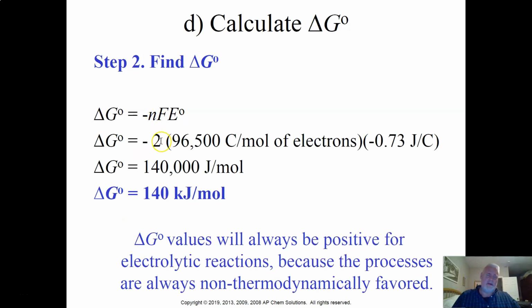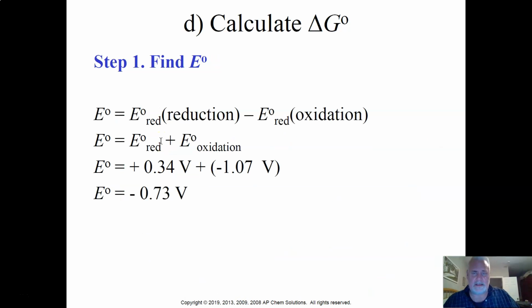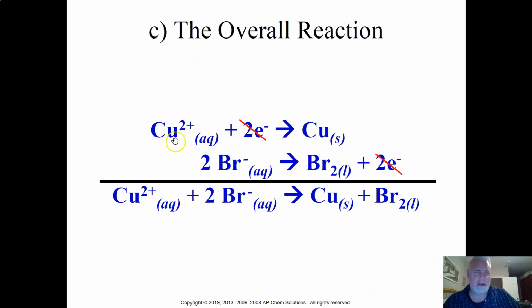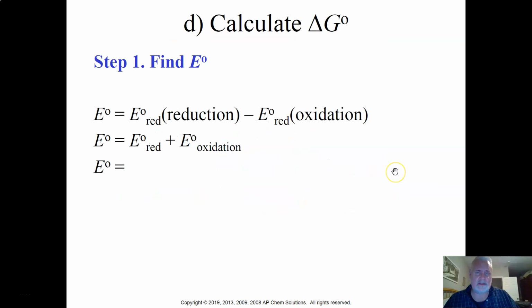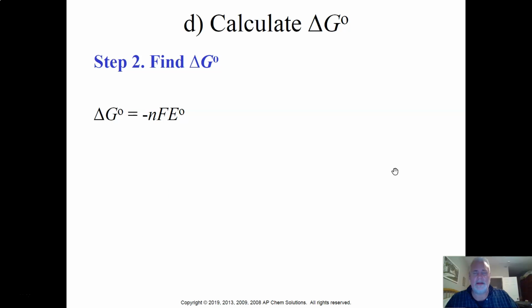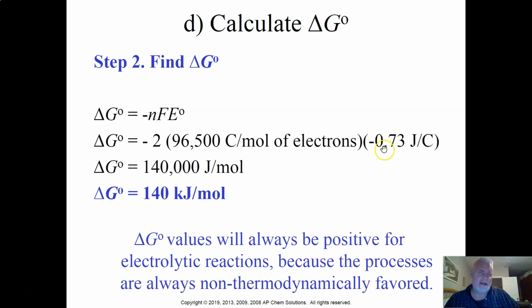The n is 2 because when you look back at this right there, the 2 electrons and 2 electrons, that's why n was equal to 2 there, in case you were wondering. And that's a constant, and we just figured this one out. That's joules per coulomb, or volts, and we end up with a delta G that's positive, meaning not thermodynamically favored. So these electrolytic cells will always have positive delta G values as well.